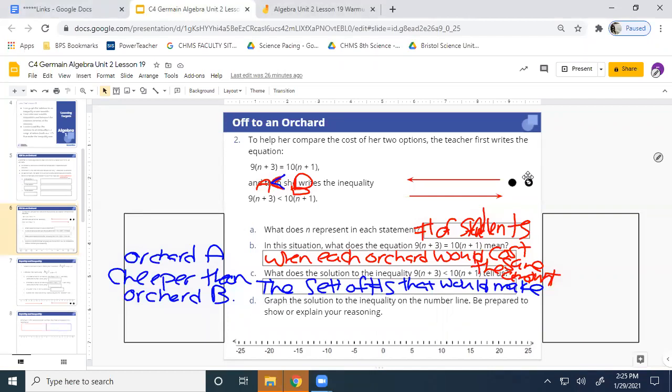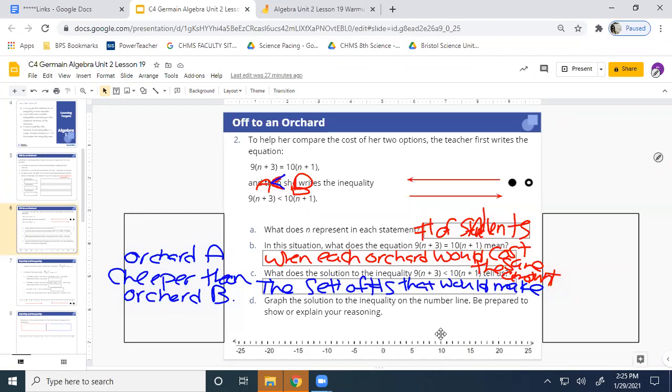Okay. So now it says we need to graph the solution to the inequality on the number line. Be prepared to show or explain your reasoning. So you need to solve this inequality. That means I need to do some things to each side of it to get what by itself? Just like when you solve an equation, you try to get the n by itself. Very good.